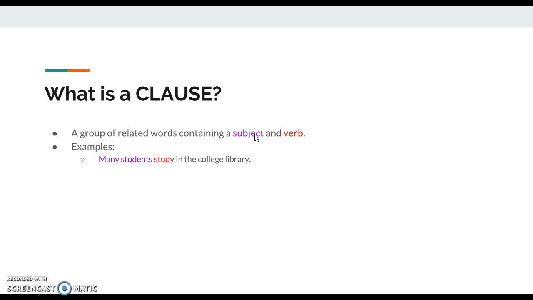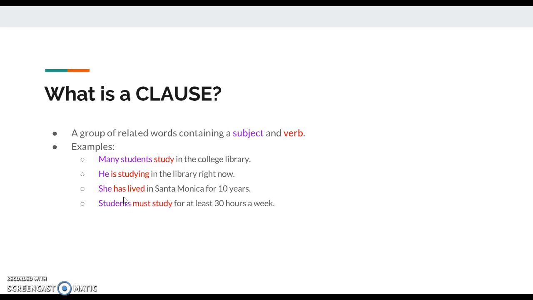Here are some examples. Many students study in the college library. We have a subject, many students. We have the verb, study. He is studying in the library right now. We have the subject he, and the verb is studying. She has lived in Santa Monica for 10 years. Same thing. She is the subject. Has lived is the verb. And students must study for at least 30 hours a week.